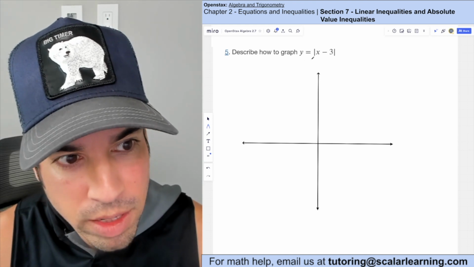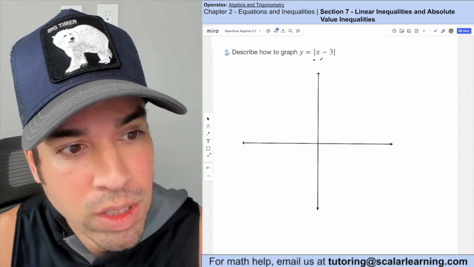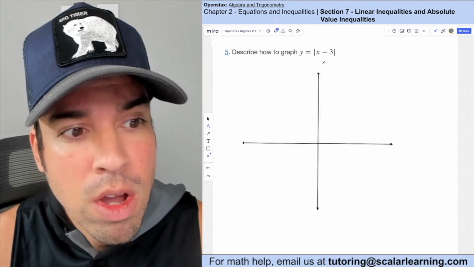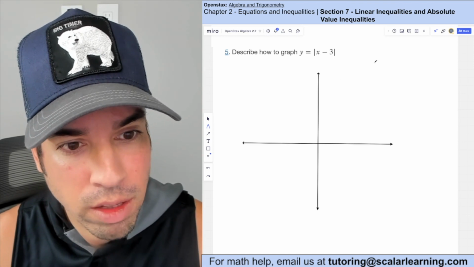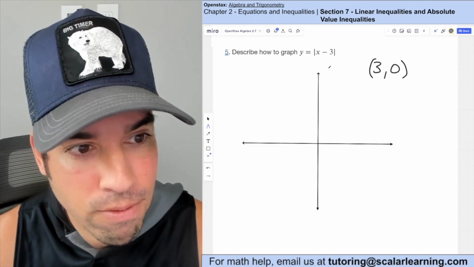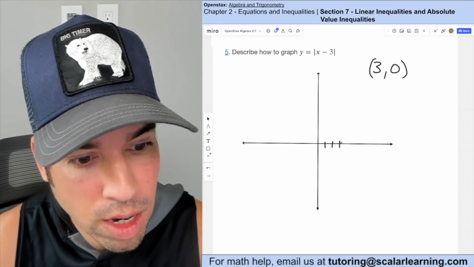Describe how to graph y equals the absolute value of x minus 3. So the way I always start with these is first, what's going to zero this out? That's going to be the inflection point or the vertex. So I'm going to say, well, it's going to zero out at 3. So (3, 0), that's going to be my vertex. So we plot it at, let's say, 1, 2, 3, and boom.